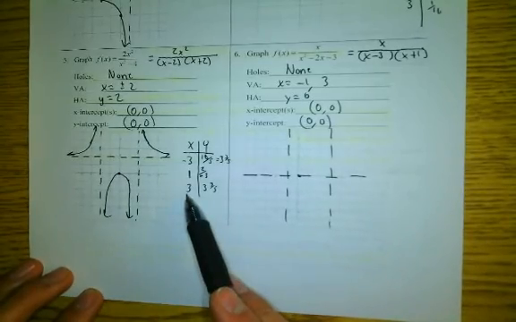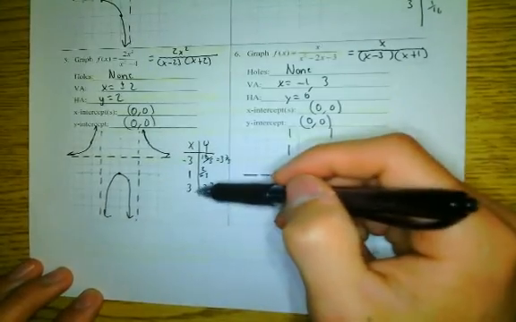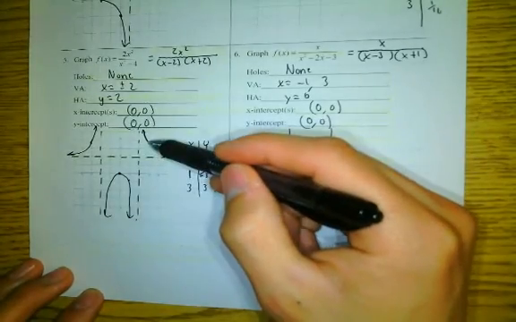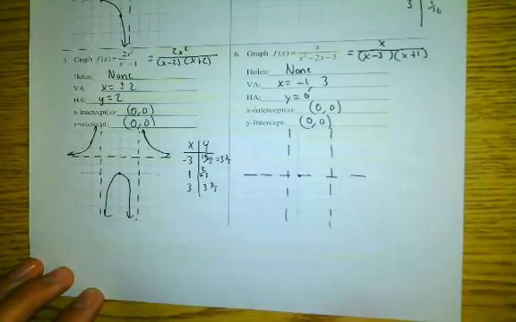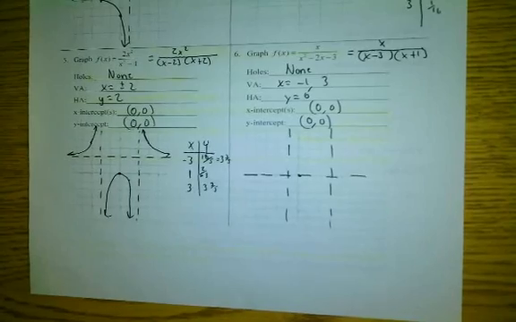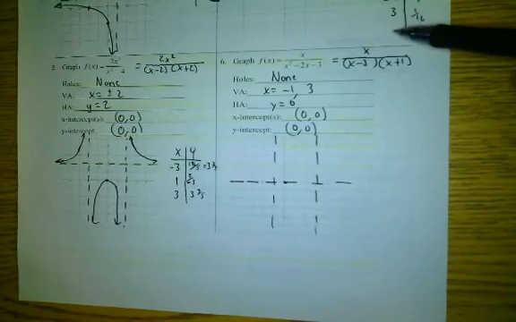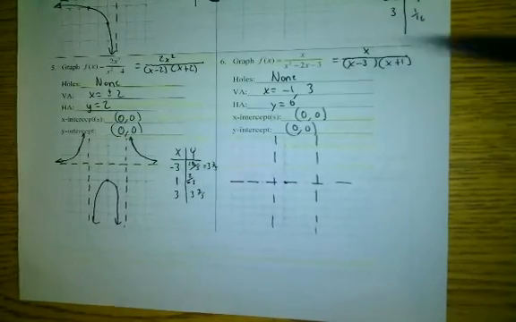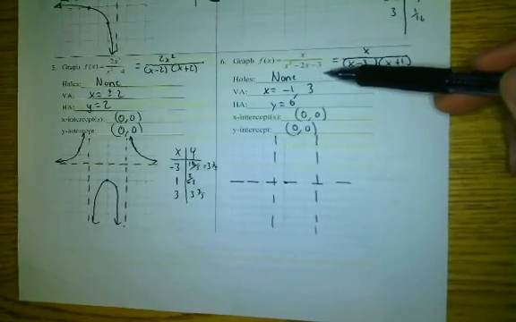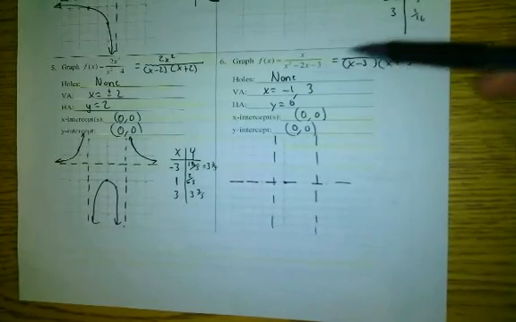Okay. Number 6, first I factored it out to be x over (x minus 3) times (x plus 1). Which then showed me that you do not have holes. You have vertical asymptotes at x equals negative 1 and at x equals 3. You also have a horizontal asymptote of y equals 0 because the degree of the denominator is greater than the degree of the numerator.